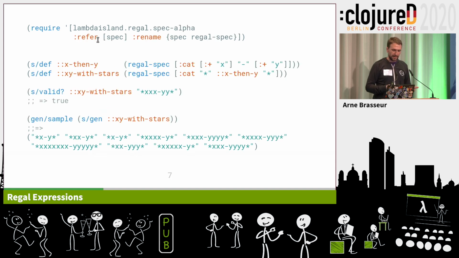So here I'm using this Regal spec function to take Regal expressions and turn them into specs. And the nice thing is, if you look at the second one, it actually references the first one. So you can use these now to validate, to generate values, and you can incrementally build up more complicated specs. Okay, so that's nice.